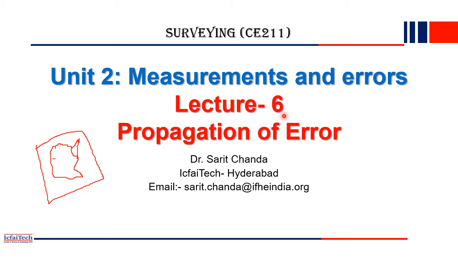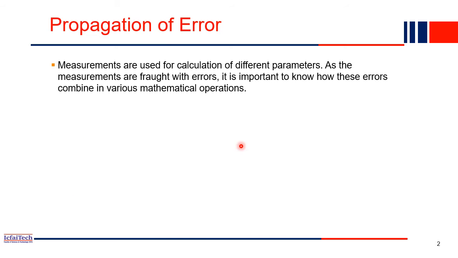In this lecture number 6, we'll be discussing the propagation of error. That means when an error occurs in a single measurement, how this error is propagated throughout the entire calculation. That is what we'll discuss in this lecture. So, propagation of error: measurements are used for the calculation of different parameters.